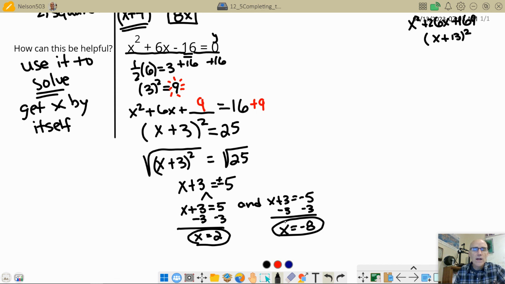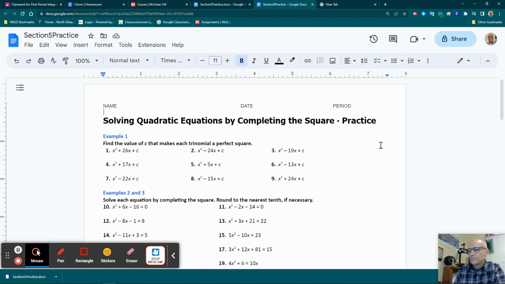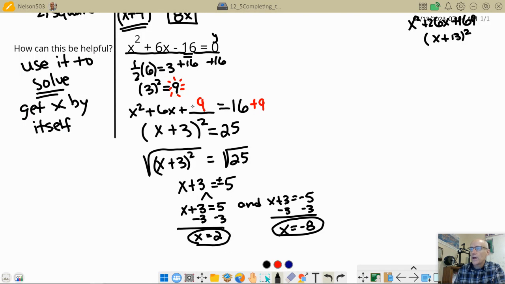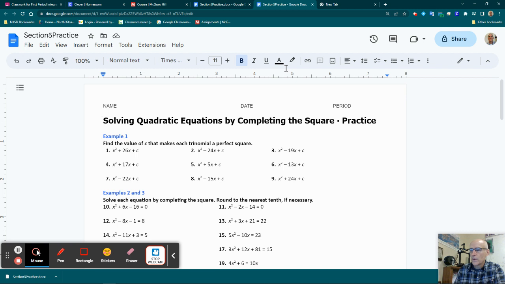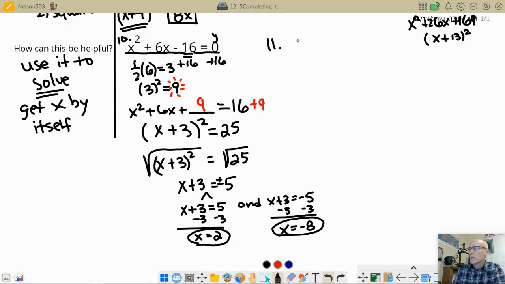In other words, I've got 2 x-intercepts, okay? You're going to try one right now. So when I look at the assignment, number 10 is one that we have to do. And I just copied down number 10 right here, okay? So that's one of your homework problems. Number 11 is another one we got to do. So let's go over here and copy 11 down. X squared minus 2x minus 14. So here we go. X squared minus 2x minus 14 equals 0.